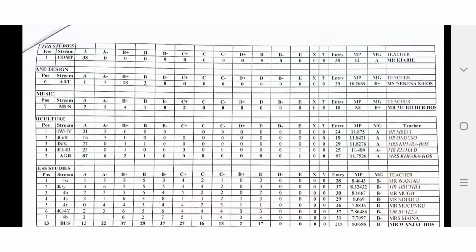When it comes to music, we had 10 students sitting for the exam: 2 A's, 1 A minus, 4 B plus, 1 B. There was no B minus, and the last students had a C plus, 2 of them. In agriculture, we had 97 students sitting for the exam. 87 of them got an A, 6 A minus, 2 B plus, 1 B, and then there was 1 E right there.